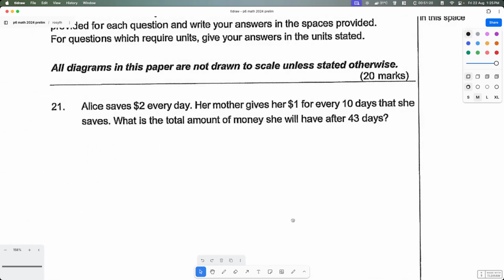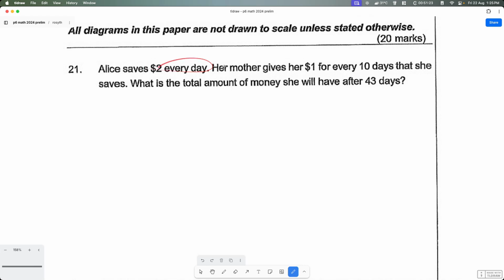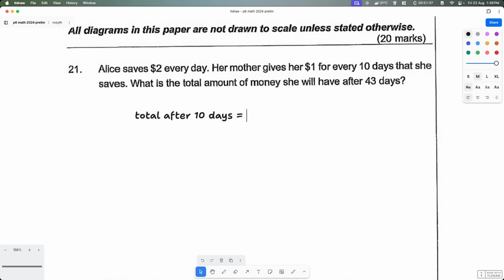Question 21. Alice saves $2 every day. Her mother gives $1 for every 10 days she saves. What is the total amount of money she will have after 43 days? Total after 10 days is equal to 2 times 10 plus 1, which is $21. So each block of 10 days gives $21.